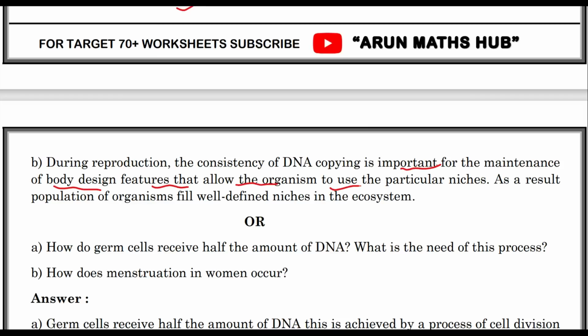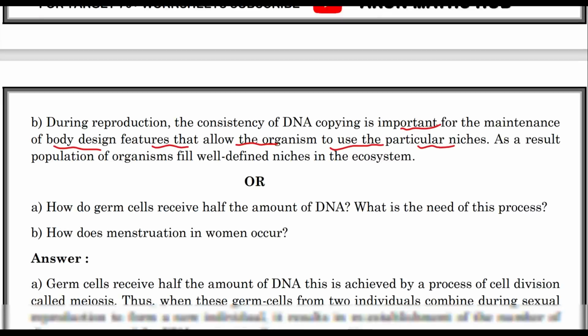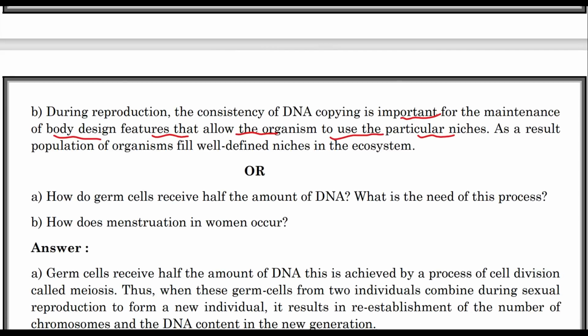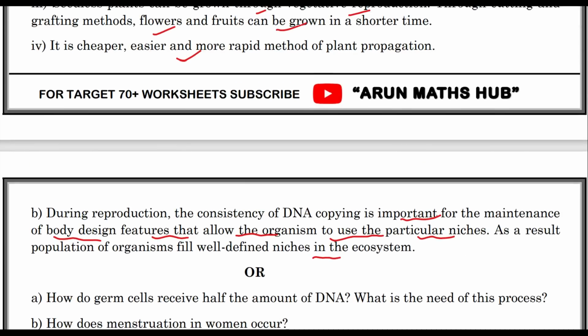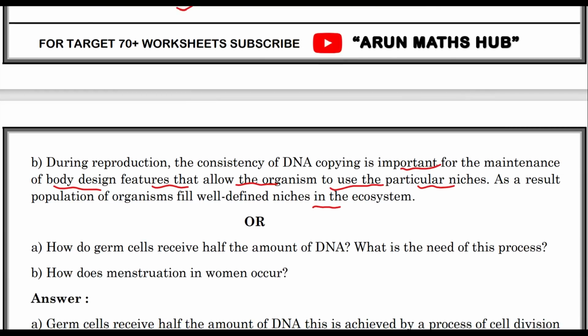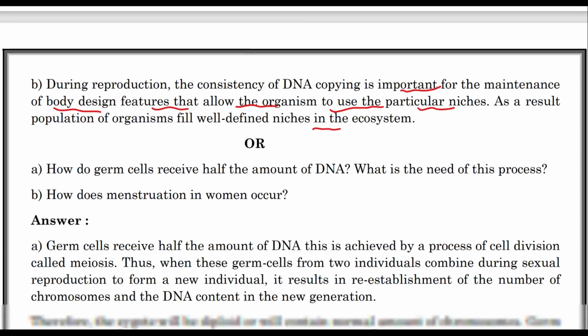Next, during reproduction, the consistency of DNA copying is very important for the maintenance of body design features that allow the organism to use particular niches. As a result, populations of organisms fill well-defined niches in the ecosystem. DNA copying is very important to maintain the body design, and the correct number of chromosomes should also be maintained.